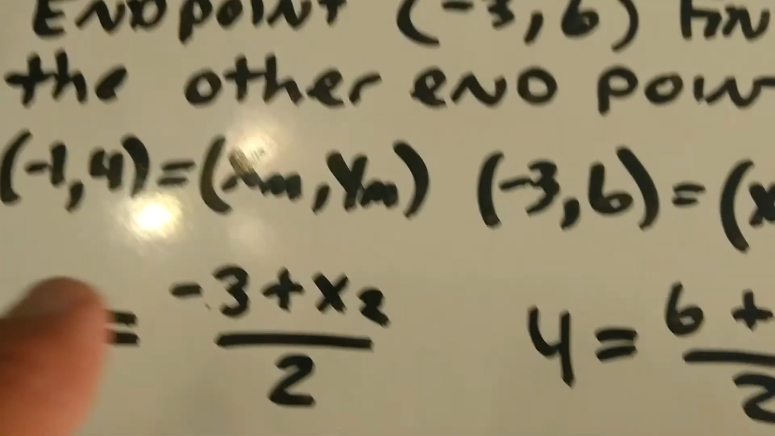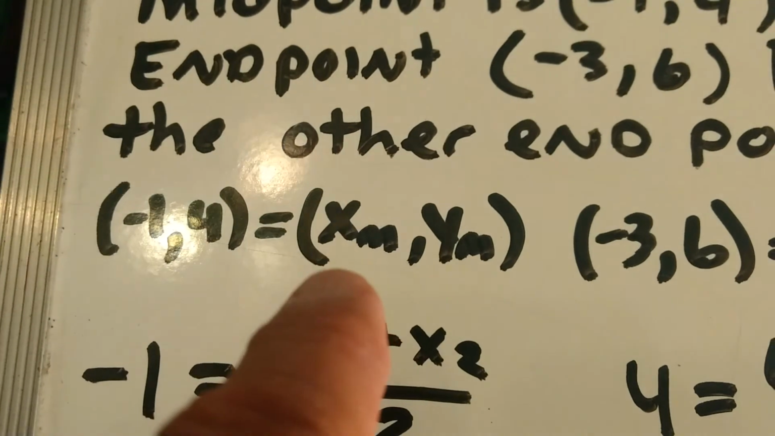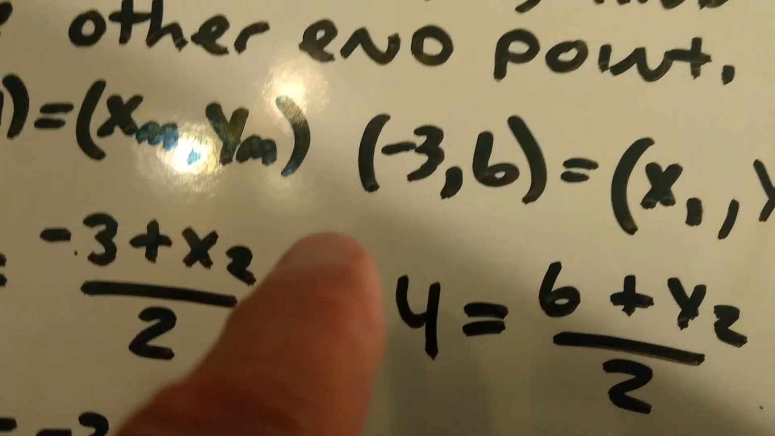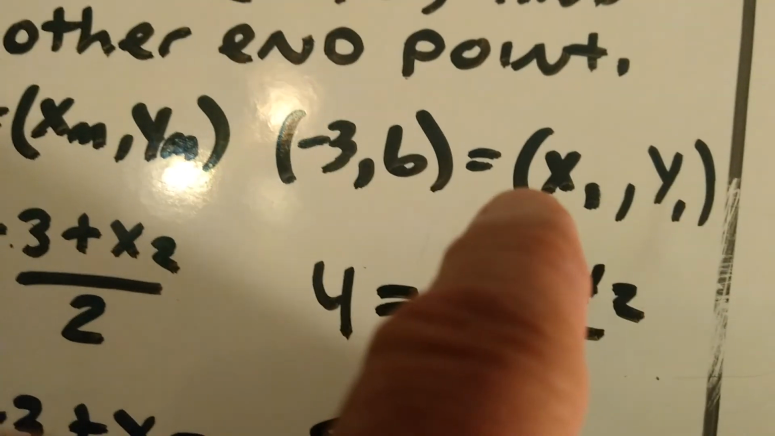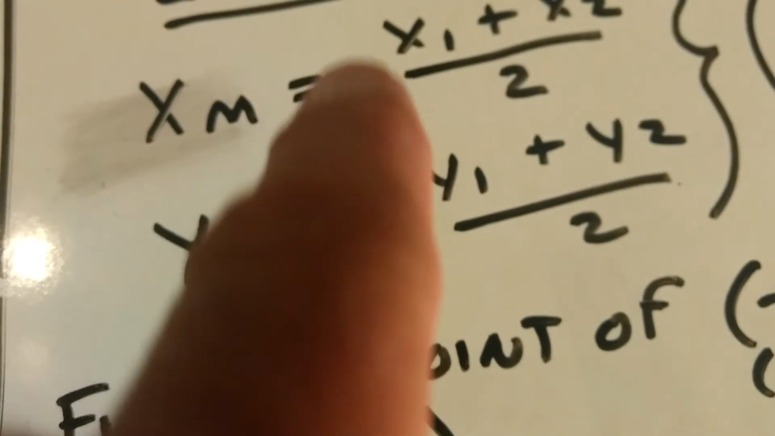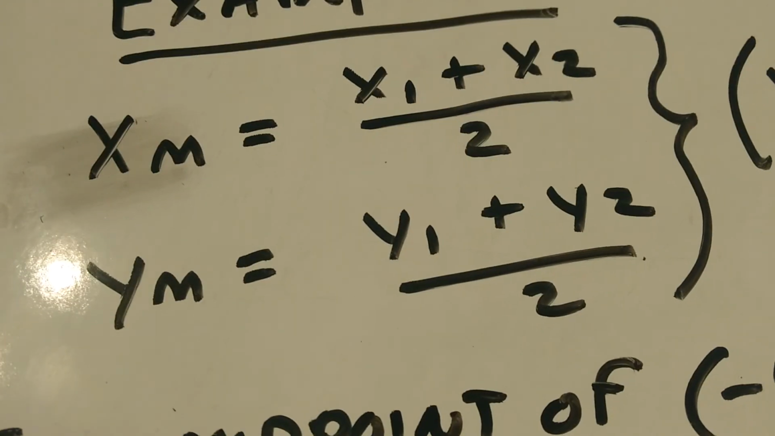So see, all you got to do, if you're labeling these, if it's a midpoint, it's xm, ym. So in the formula, it will go in place of xm, ym. If you have another endpoint, always label it as x1, y1. It really doesn't matter. And you can put it in for x1, y1, and then you just solve for x2, y2.